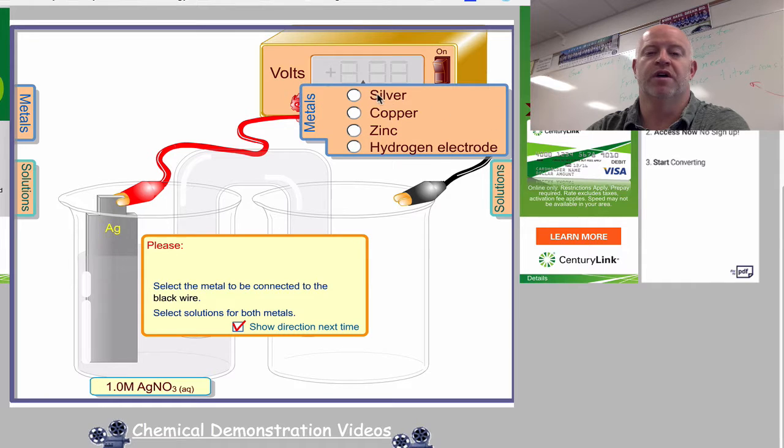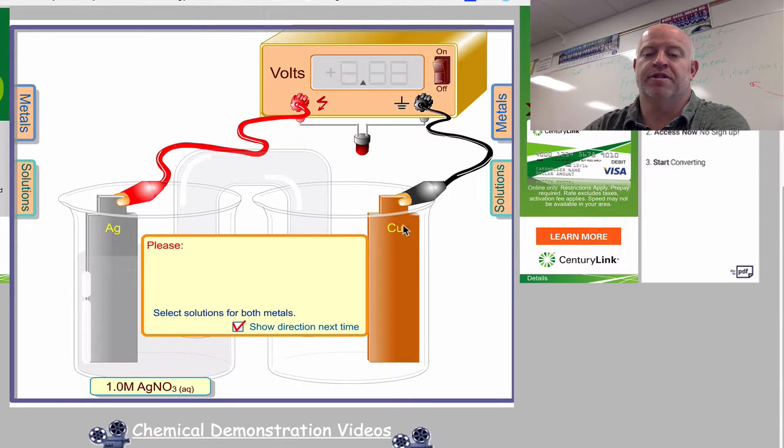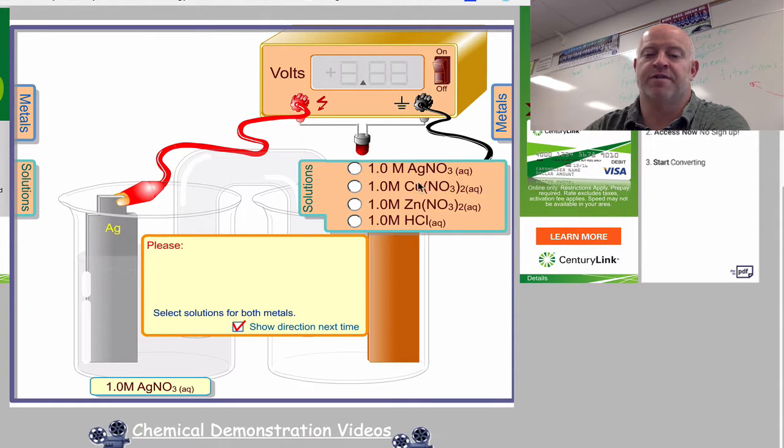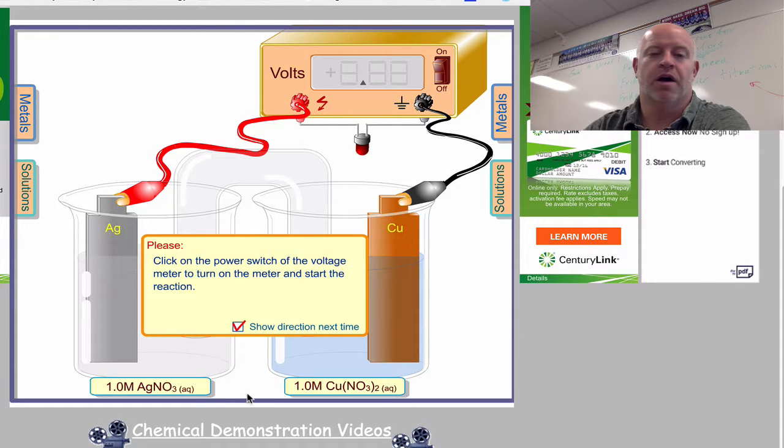Over here I can't use silver again, so I can use copper or zinc or a hydrogen electrode. We're going to ignore hydrogen and just use copper or zinc. It doesn't matter which one we use, you just can't use silver. So let's just say we're going to use copper. We put copper in this side, which means our solution has to be the copper-based solution, so we have copper nitrate solution.